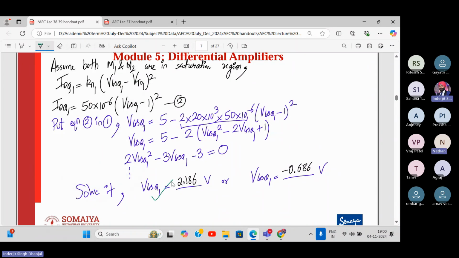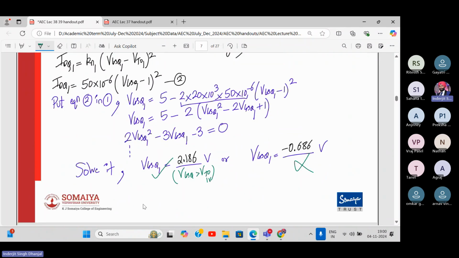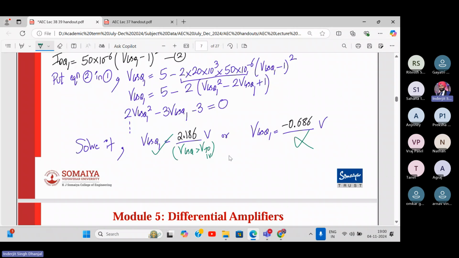Select 2.186. Why? Because VGSQ should be greater than VTO, which is 1 volt. And this you reject and this you accept. Okay. So what's the final answer of VGSQ1, which is equal to VGSQ2, right? Because it's a symmetric circuit. It's 2.186 volt.